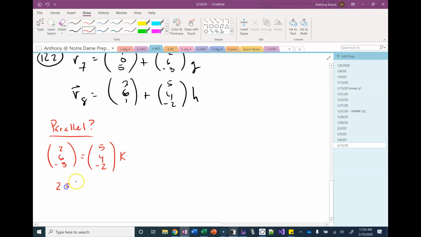And it should be easy to see just by looking at the first 2 equations that they're not parallel, right? Since I get a different solution for k.